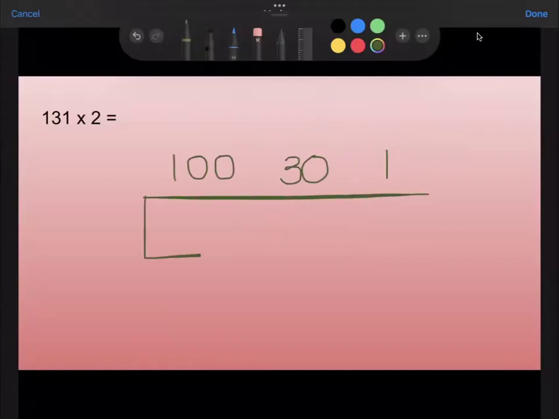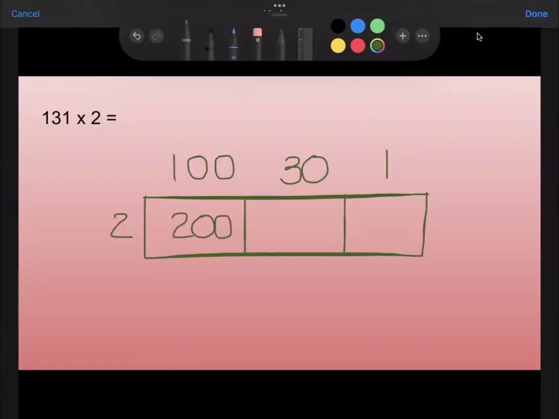So here comes our box, and this box will need to have 3 sections: one for the hundreds, one for the tens, and one for the ones. Then I'm going to put the number I'm multiplying by on the outside. In the first box, I put the result of 100 times 2. Well, 1 times 2 is 2, and then I add the 2 zeros at the end. If you're confused about how I got that, you can check out some of my previous videos where I do multiplying by numbers ending in zeros.